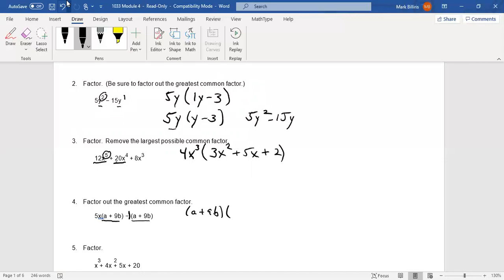So when we have 5x times the quantity a plus 9b divided by a plus 9b, what happens is the a plus 9b reduces, and that just leaves us with 5x. In the second, we do the exact same thing. Our greatest common factor is a plus 9b. When we divide this term by a plus 9b, that would leave us with a minus 1. And that would be your final answer.